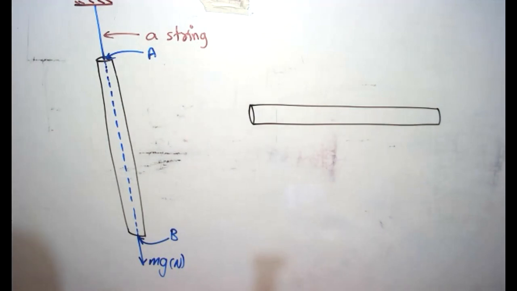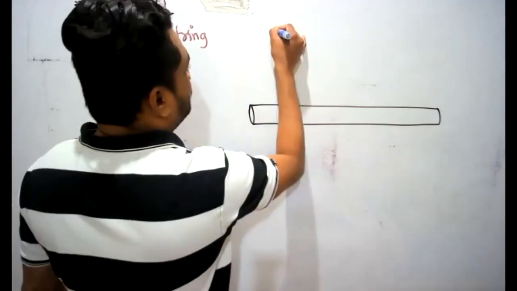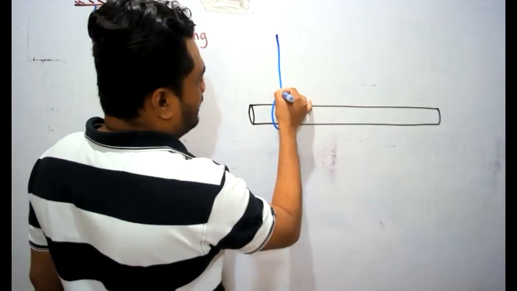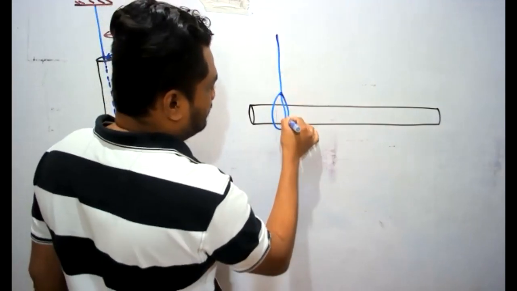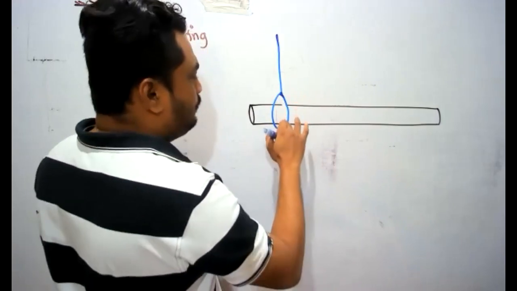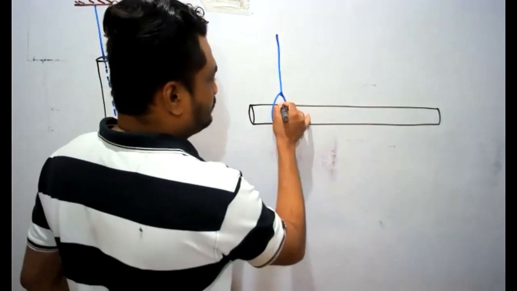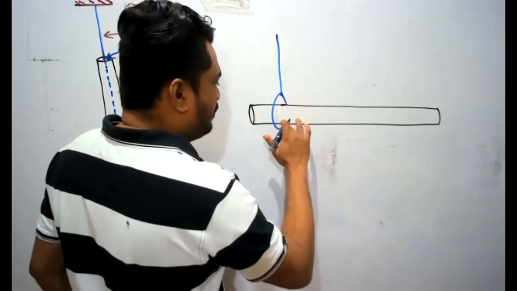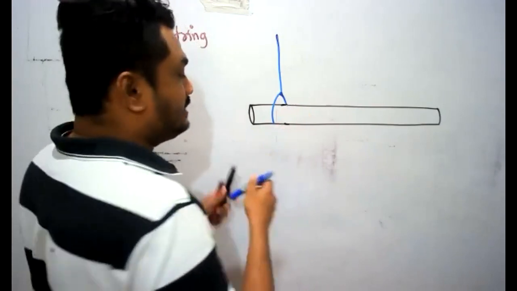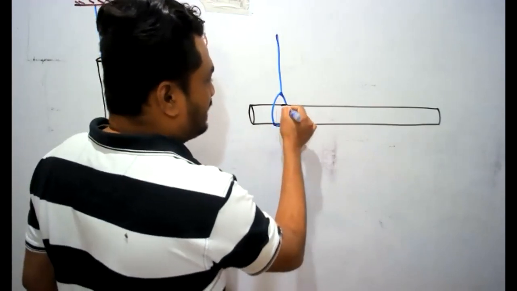Right. Look at the board here. Let's say this is a string, and I keep a knot like this. Now my question is, will the rod be in equilibrium under this situation? Somebody unmute the mic and tell me, if the string is kept like this, will the rod be in equilibrium? No, sir.